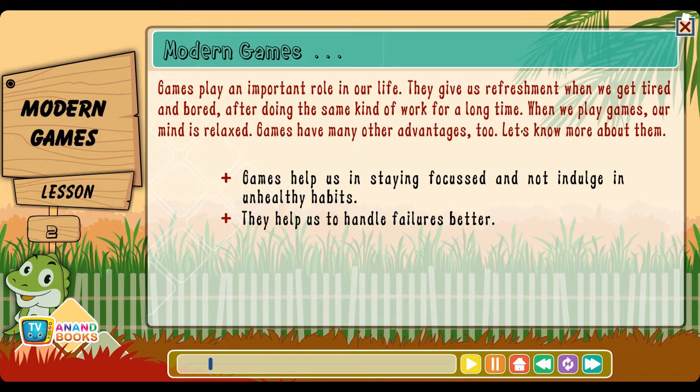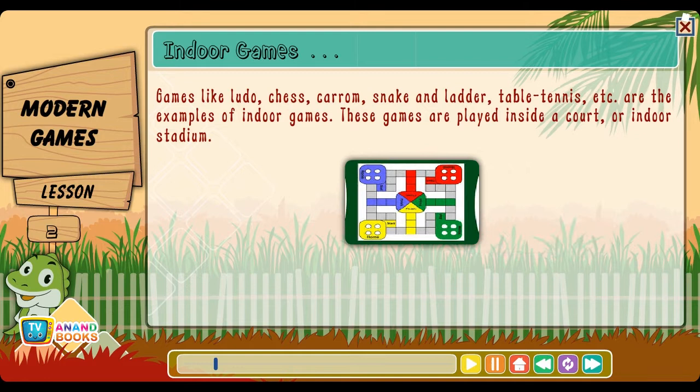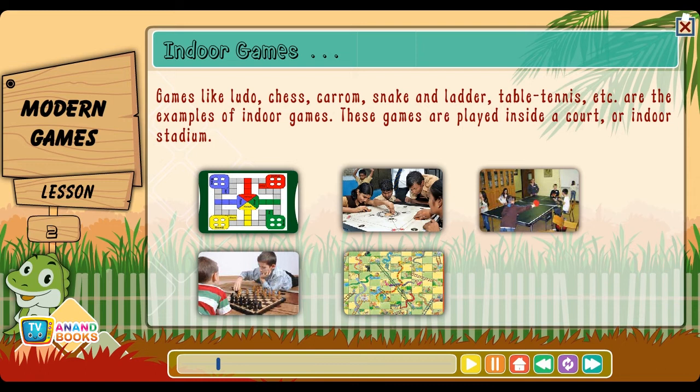We can group games into two types, indoor games and outdoor games. Indoor games. Games like Ludo, chess, carom, snake and ladder, table tennis, etc. are examples of indoor games. These games are played inside a court or indoor stadium. Which indoor games do you like to play?